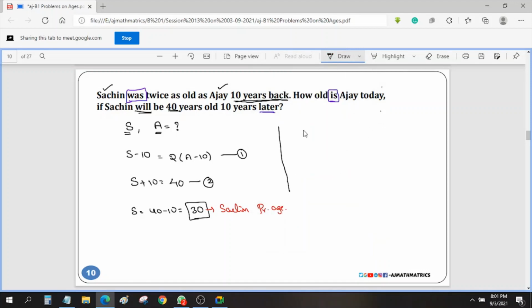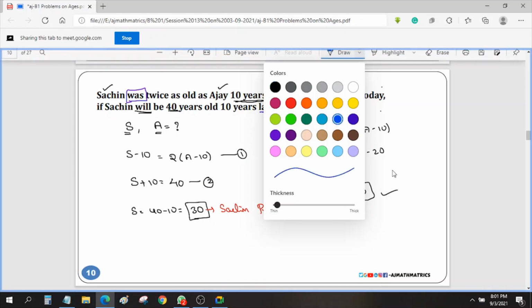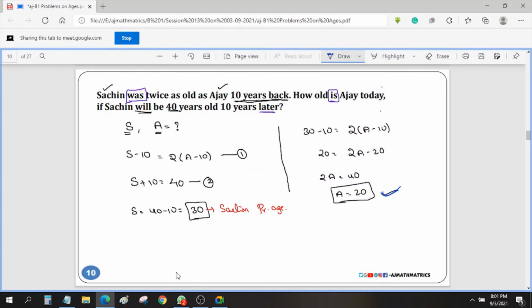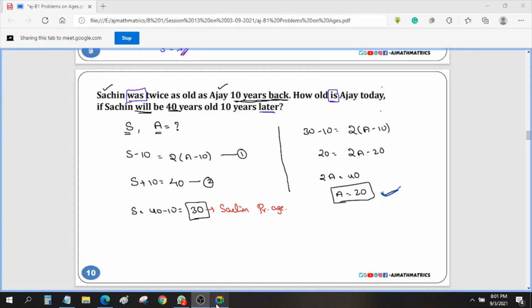Okay, so S minus 10, which is 30 minus 10, equal to 2 of A minus 10. So here we have 20 is equals to 2A minus 20. So 2A equals to 40, A equal to 20. Okay, so answer for the question is Ajay present age, that is 20. Okay, so hope I am clear with this. So if you still have any doubts, you can ask me now.